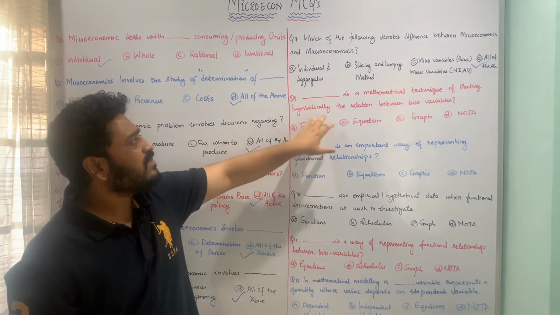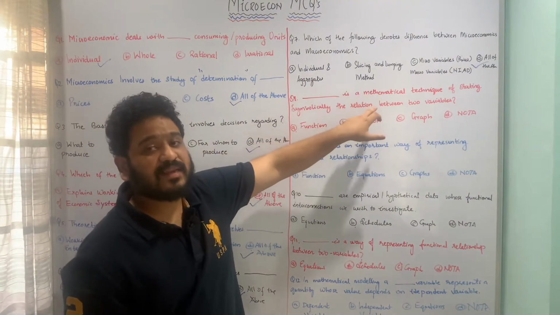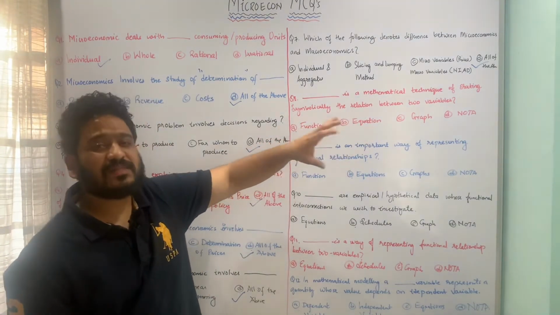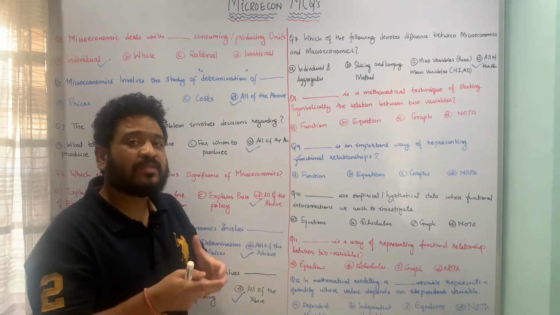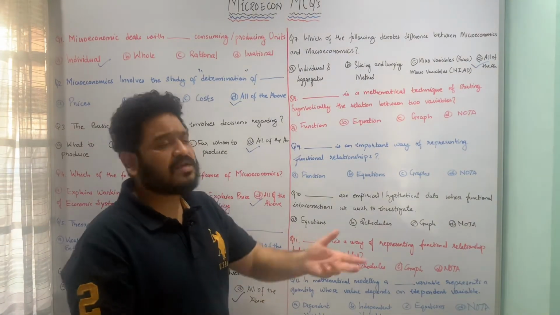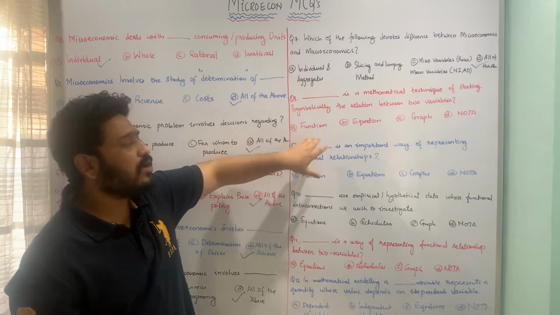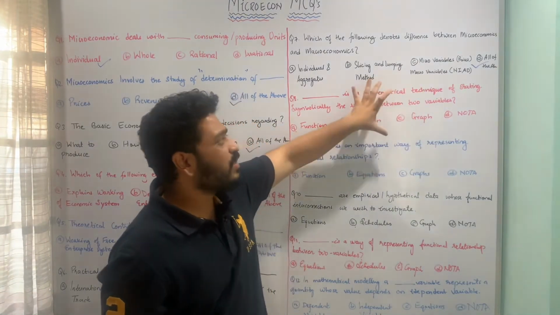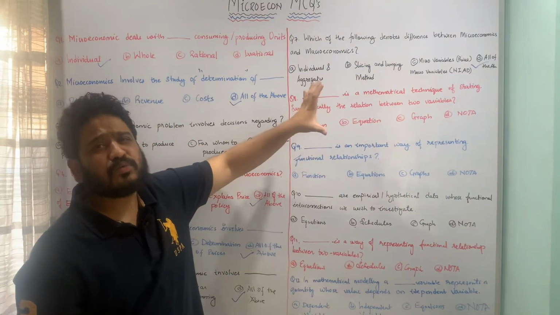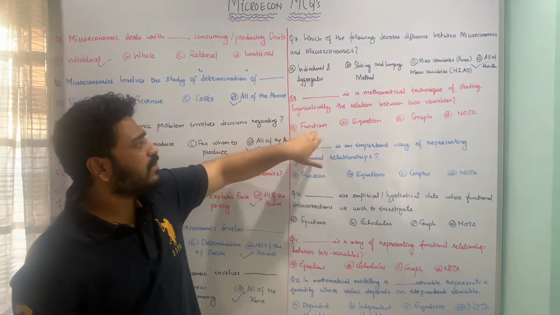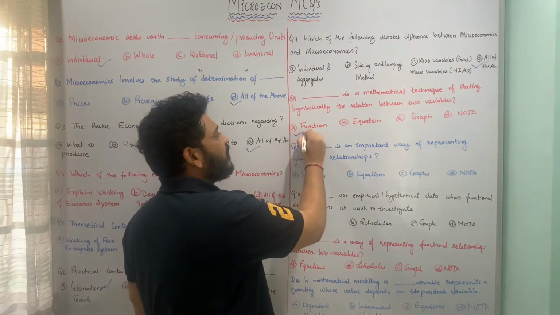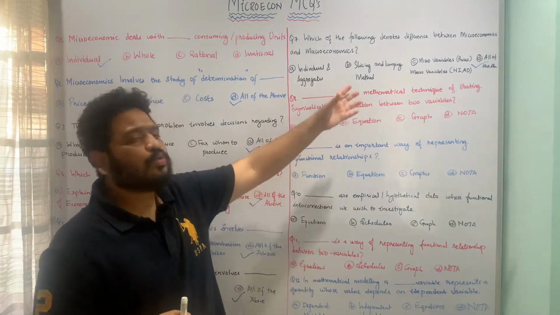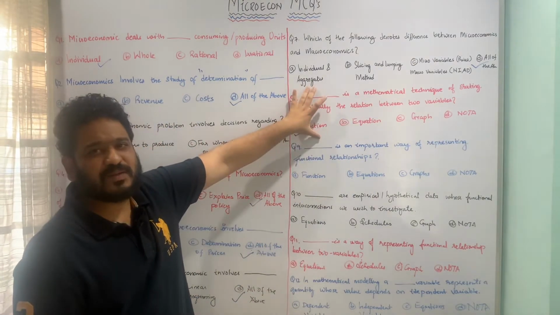It is like this: dash is a mathematical technique of stating symbolically the relation between two variables. What do you call such a thing? You call it function, you call it equation, you call it a graph, or none of the above. Now this question is particularly related to the tools for economic analysis, and here the correct answer is A, function. A function is a mathematical technique of stating symbolically the relationship between two variables. So I hope this question is pretty much clear.